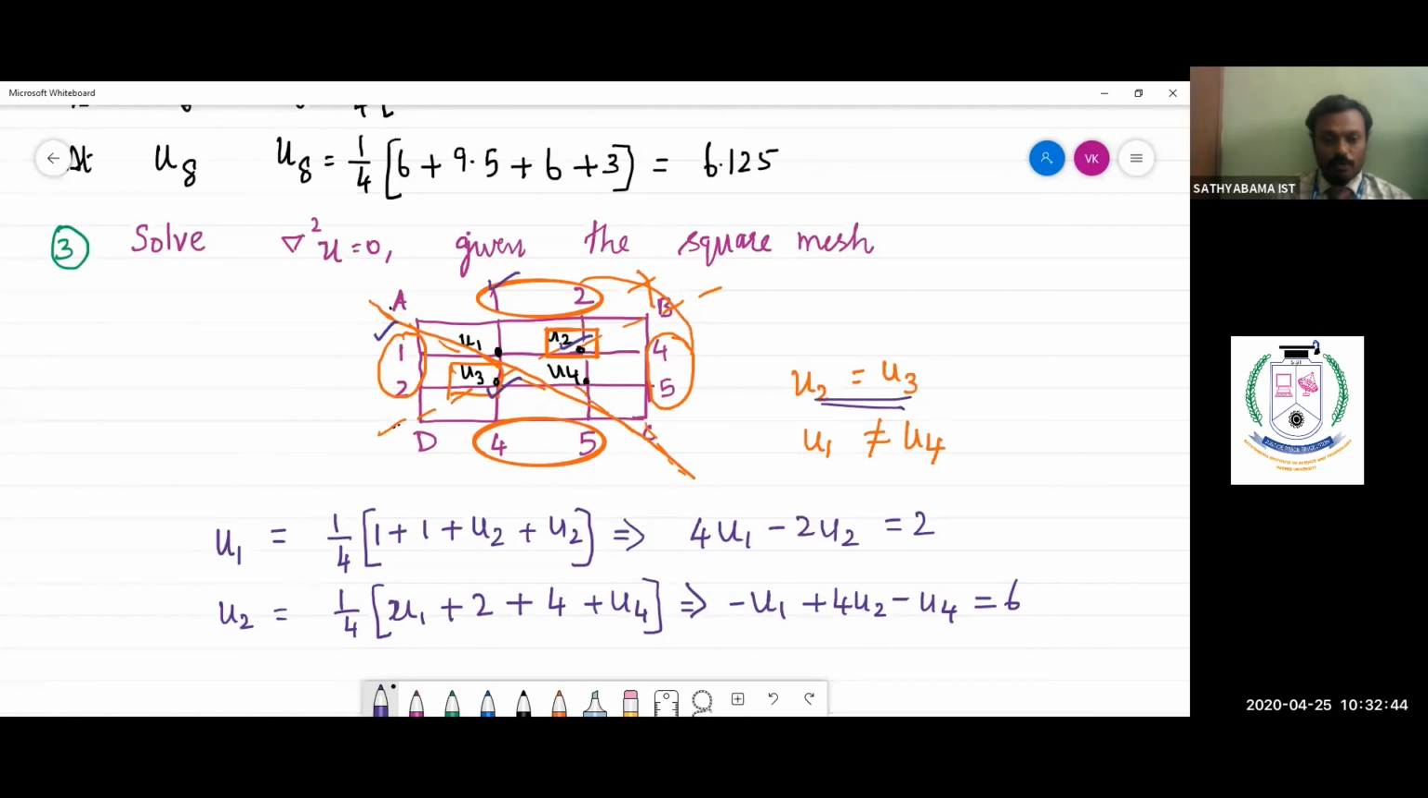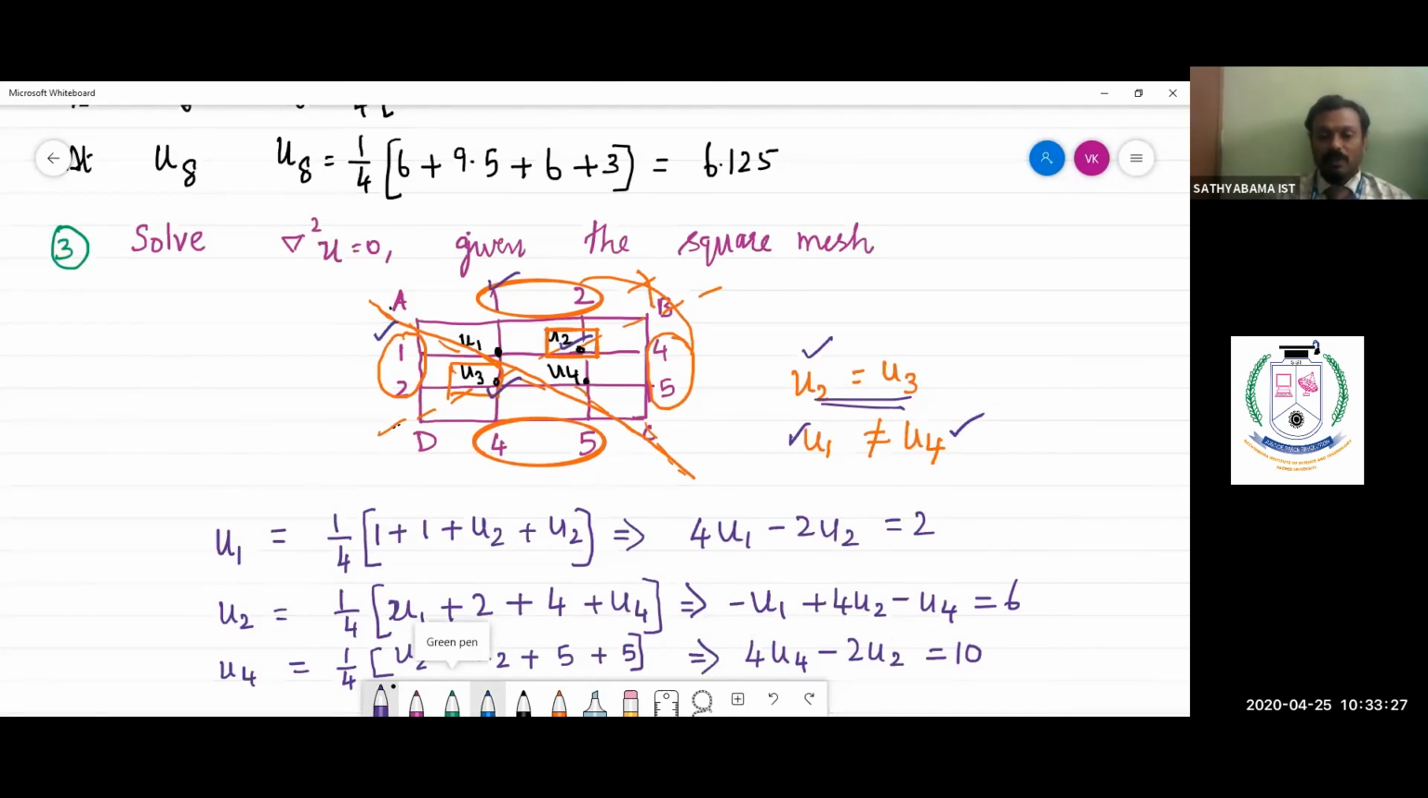Similarly, at the point U4, because we need to calculate only U1, U4 and U2, because U3 is the same as U2, we formulate 3 equations in U1, U2 and U4. So at U4, it is going to be 1 by 4 into the point to the left U3, which is nothing but U2, plus the point above, it is again U2, the point to the right 5, plus the point below, it is also 5. This implies 4U4 minus 2U2 is equal to 10.